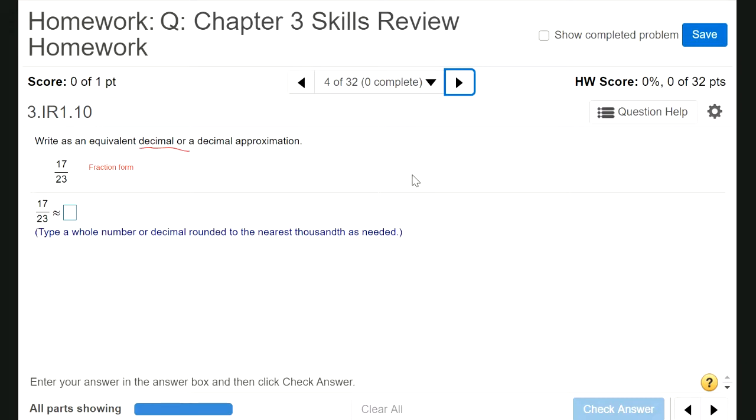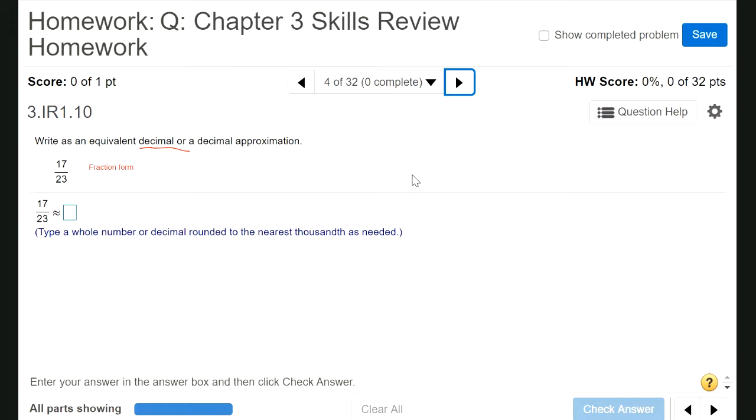Can anybody remember? We've talked about this before. Type in the chat if you can remember how to change a fraction to a decimal. Does anybody remember how to do this? How do you change 17 over 23? What does that mean, 17 over 23? What does the fraction bar really mean? To divide. To divide, exactly, Kayla.